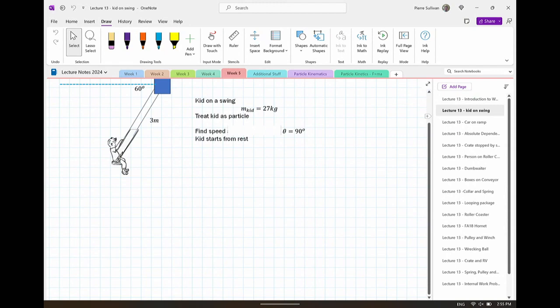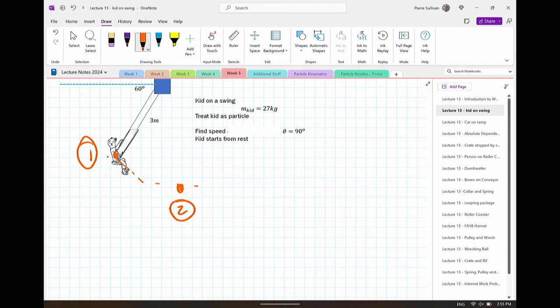But again, for those of you who may not remember, there's a kid in a swing. The kid has a mass of 27 kilos. You treat the kid as a particle as usual. Find the speed when theta is equal to 90. Kid starts from rest at theta equals 60 degrees. So position 1, position 2, and I'm going to define a datum from the top. And I'm going to use that kind of notation, this upside down triangle with a couple lines underneath it, to indicate my 0.